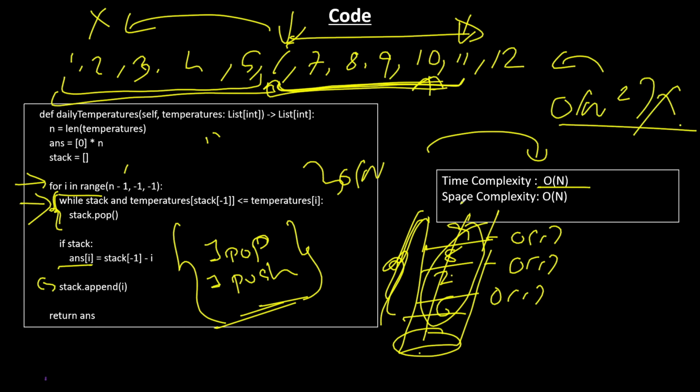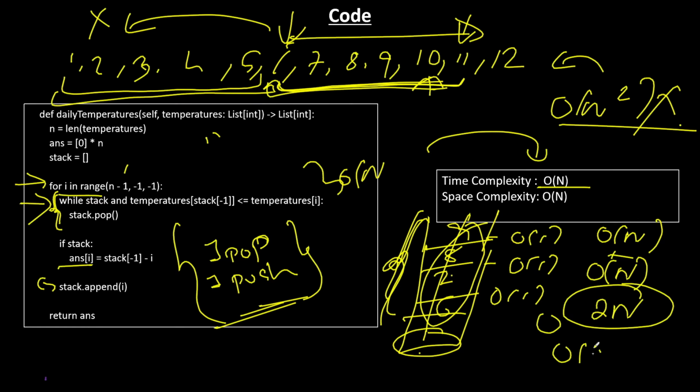Okay. And also, if you want to understand it another way, suppose pushing takes O of n total time complexity from the for loop, and popping takes O of n time complexity, right? If we add it, it's 2n, right? O of 2n, which is basically O of n.